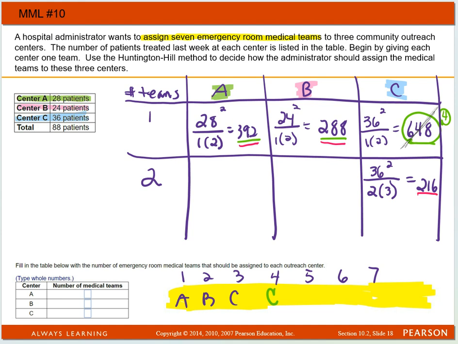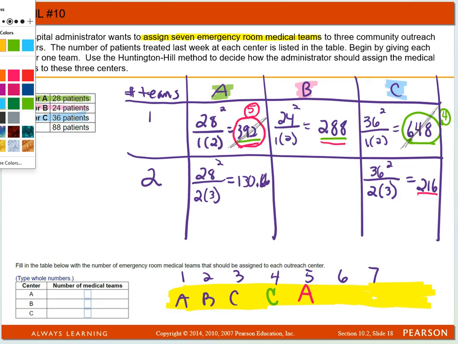Now I'm going to compare 392, 288, and 216. Of those 3 numbers, 392 is the largest, so that's the 5th team to be assigned, and it goes to center A. But I have now used this Huntington-Hill number, so I have to calculate 28 squared divided by 2 times 3, and that comes out to be 130.66. I don't know if that's exact, but that'll be enough for my next comparison.